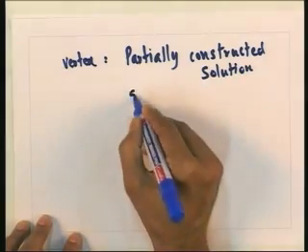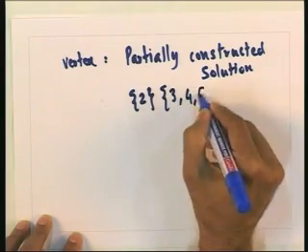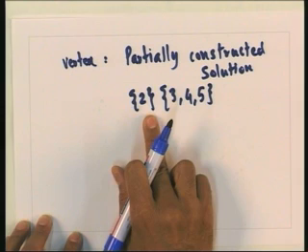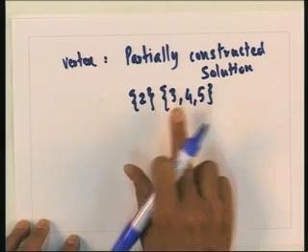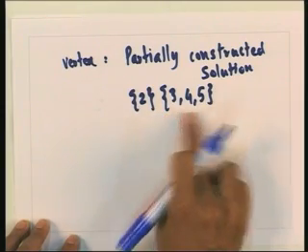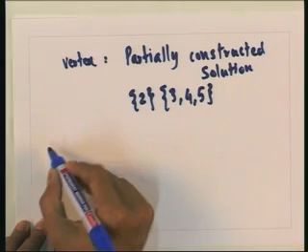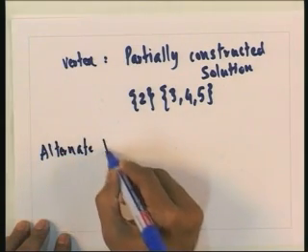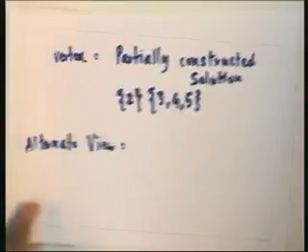So for example, I wrote 2 and 3, 4, 5. This just says that I have included 2 in my solution. I have decided not to include object 1, and this is the part about which I have not yet made any decisions. But here is an alternate view. Suppose I have decided to include 2. So let me go back to my old problem.